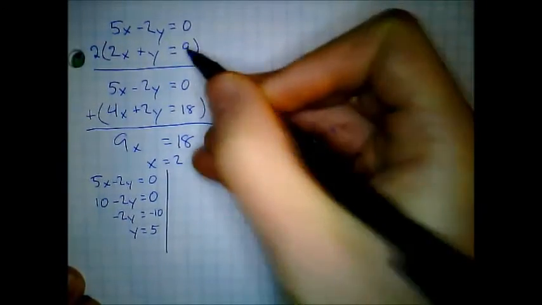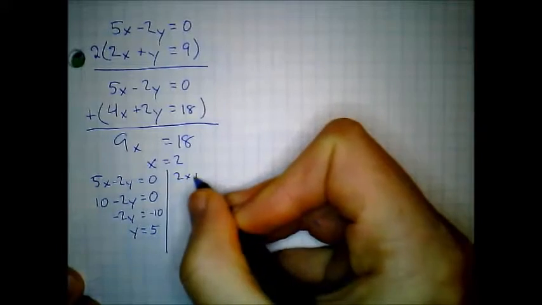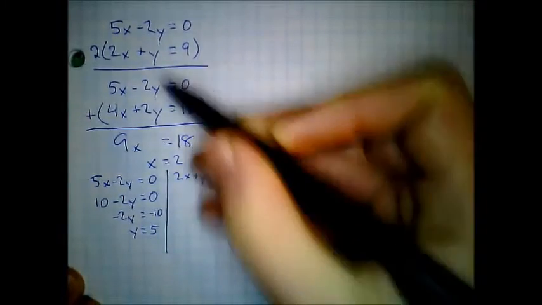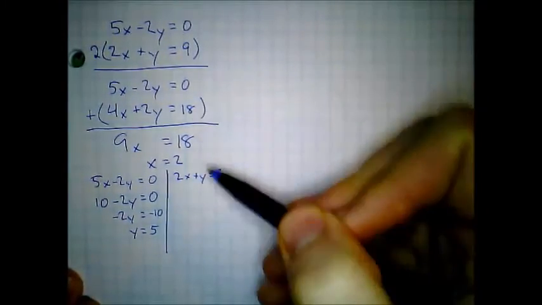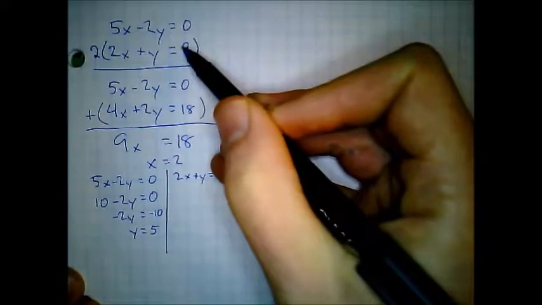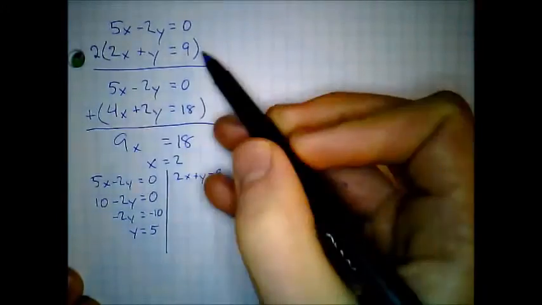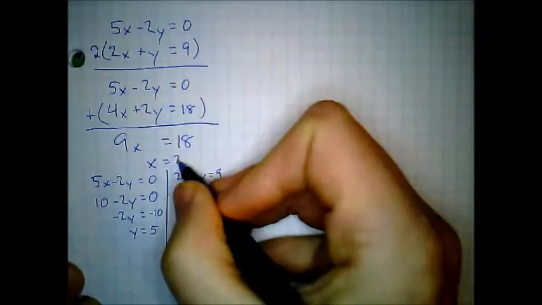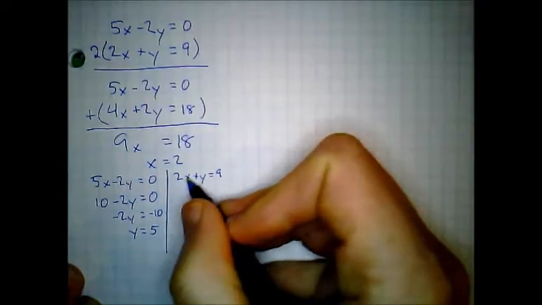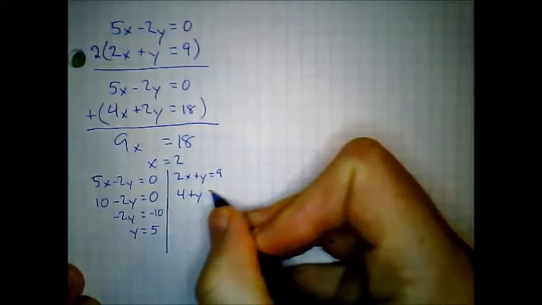Now we're going to go back to my other original equation, 2x plus y equals 9. It really doesn't matter if you choose this one or the one after you multiply by 2, but the smarter choice is to choose the original one because we're dealing with smaller numbers. Before we multiply by 2, these numbers are a lot smaller. So we substitute 2 in for x. So 2 times 2 is 4. 4 plus y equals 9.